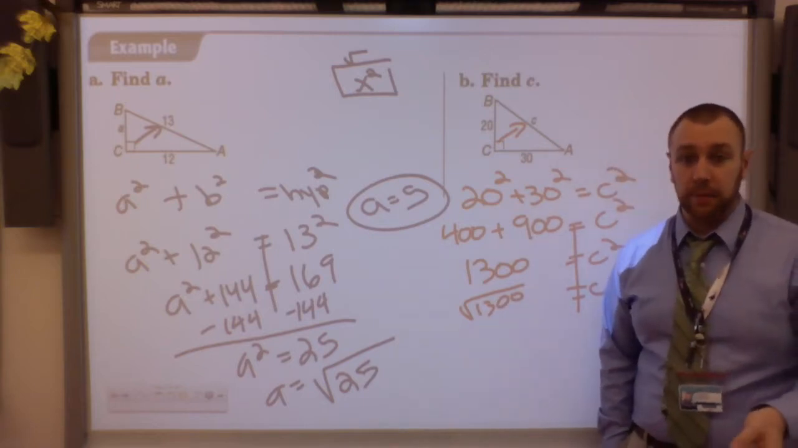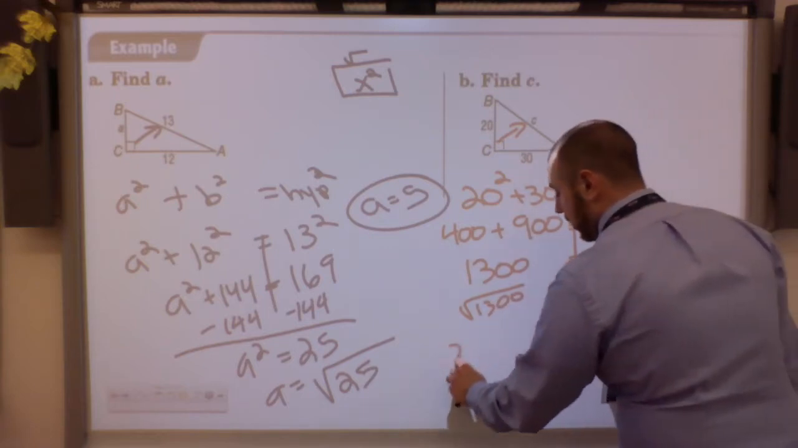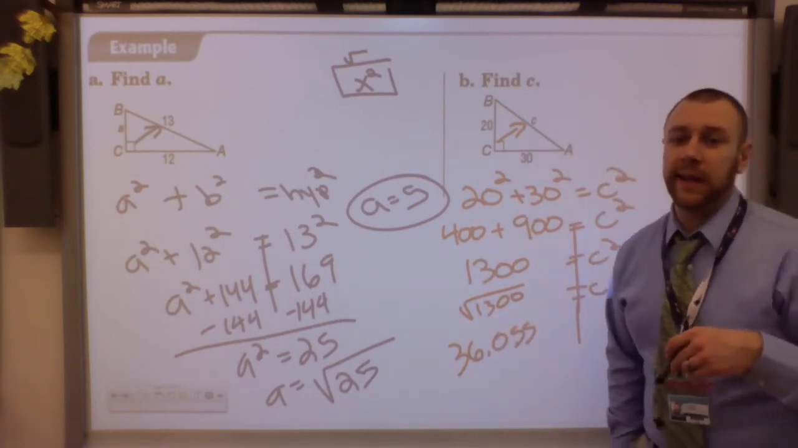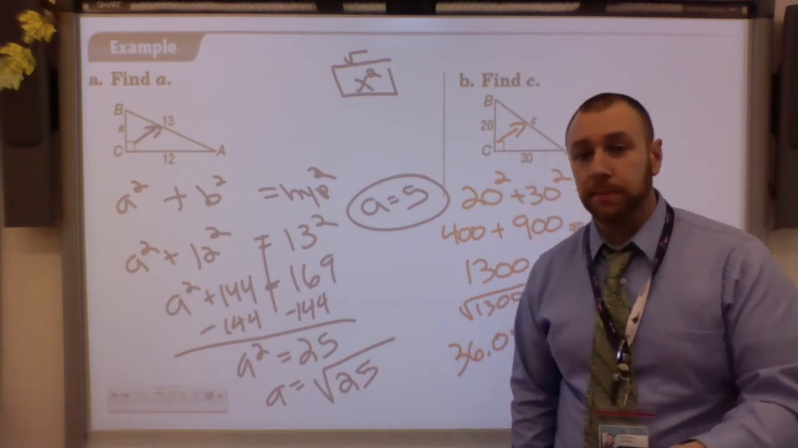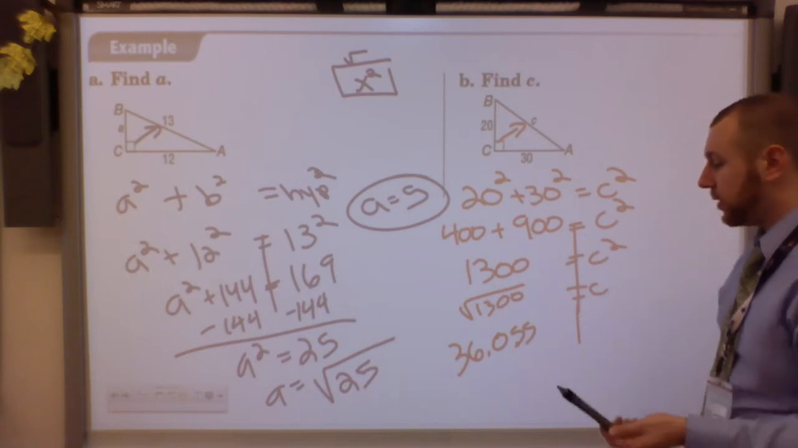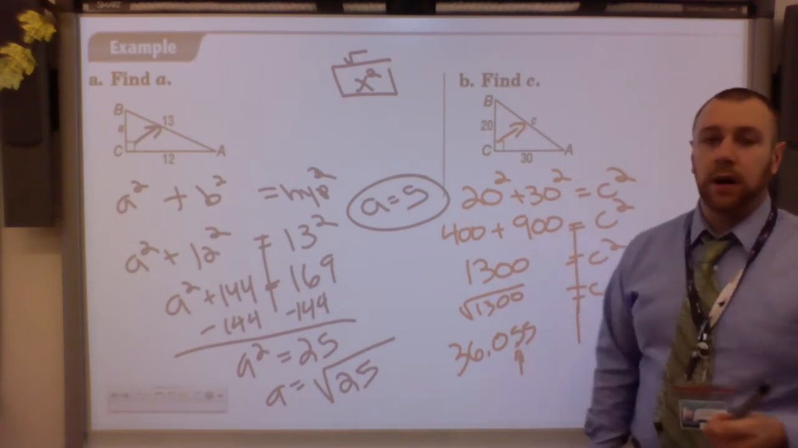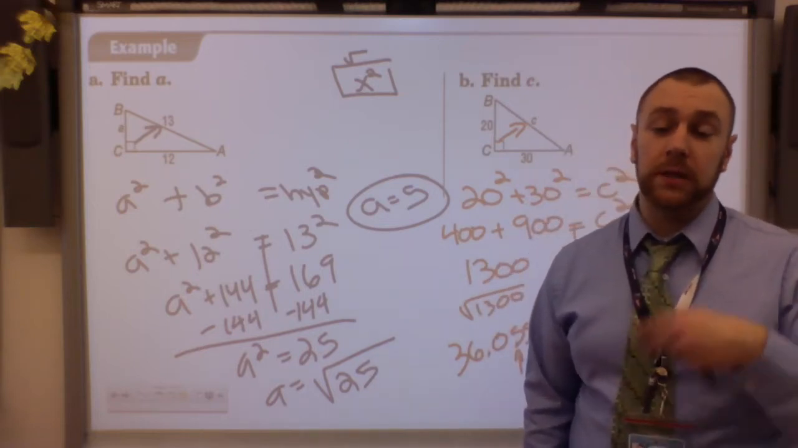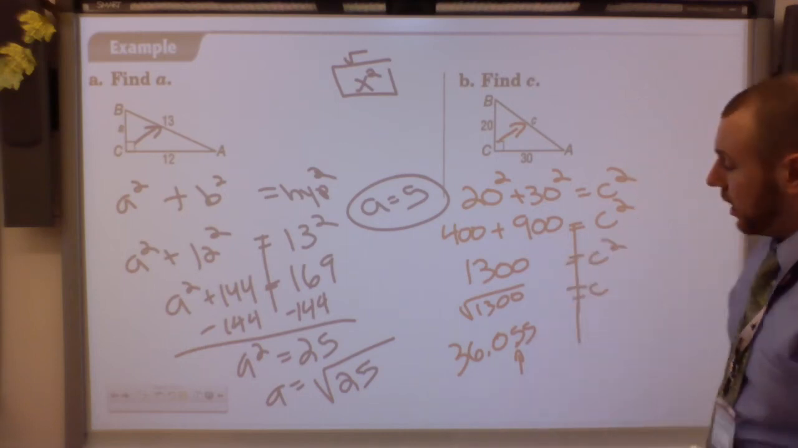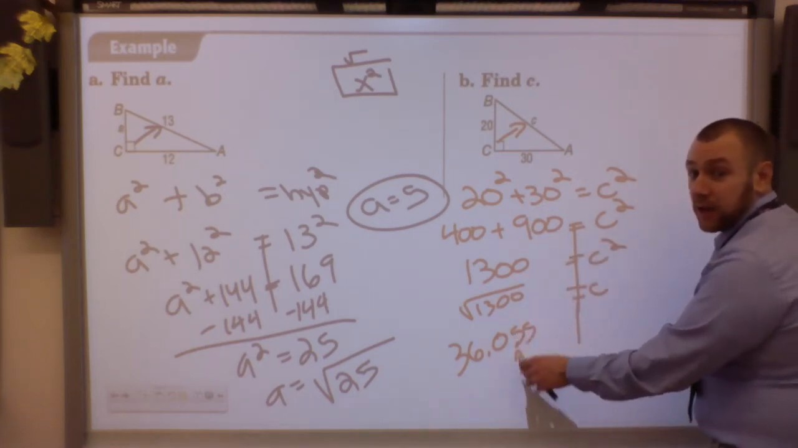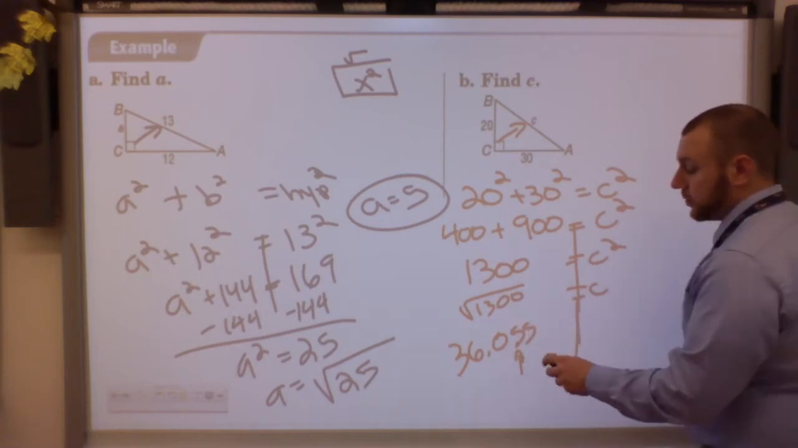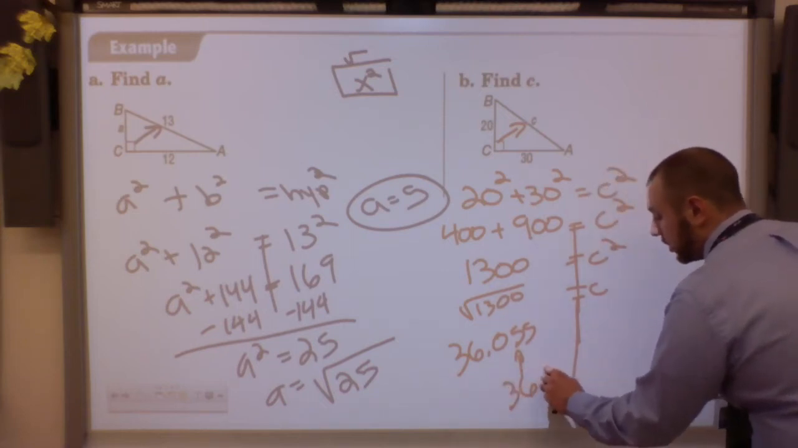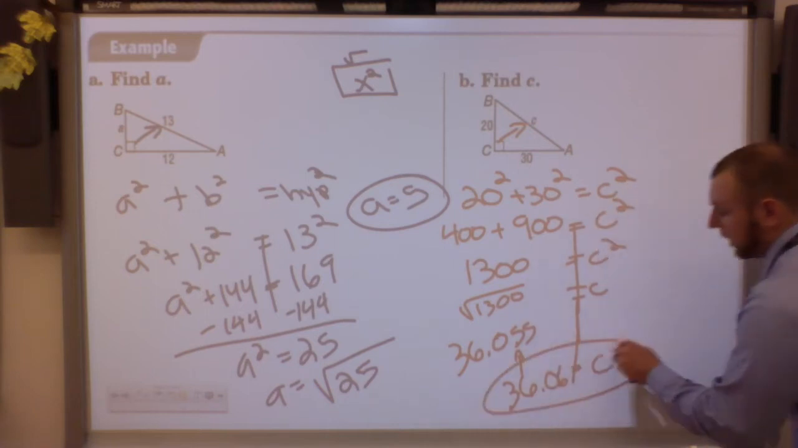Now this doesn't come out to be a nice number. This comes out to be 36.055 and so on. Well, in math we care about what decimal place we want. We want the 100th place. The 100th place is that second decimal place. If you think of the 100, there are 2 zeros, which means the 100th is the second spot. And to round to that second spot, we look at the third spot. That's a 5, so that tells me that I'm going to round up. So really, my answer is 36.06.